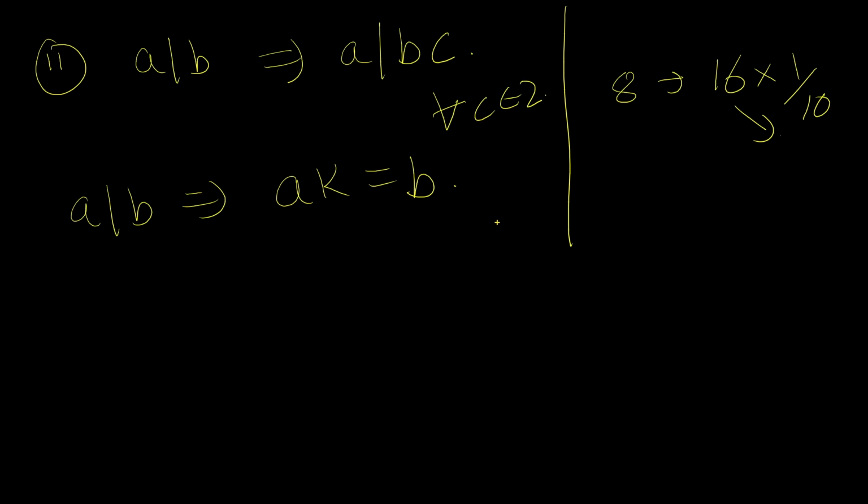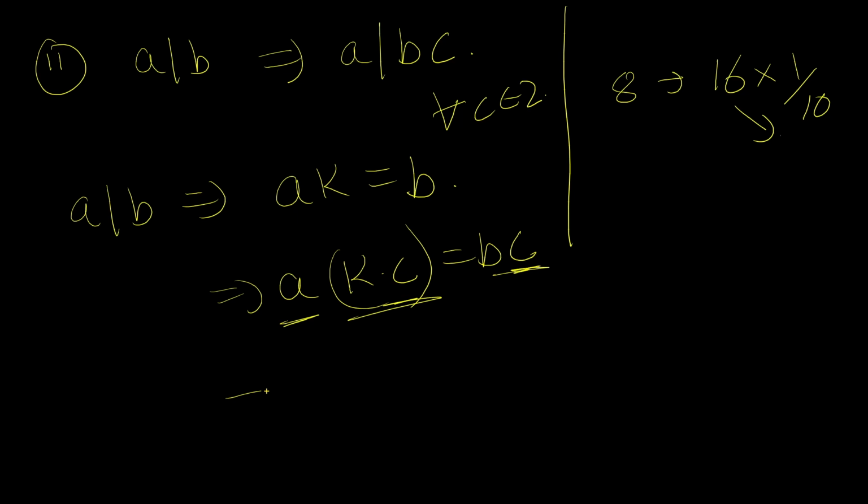And then I could multiply this equation with a C, right? Because I only want to get a group of BC on one side. So I could say A times K times C equals B times C. And since C is an integer, K times C is another constant, right? So I can see A times something is equal to BC. And this gives me the implication A divides BC. So also pretty basic. Let's have a look at the third one.